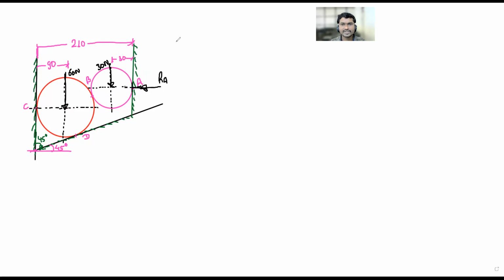Then what will be the next reaction? Central reaction. It will join both the centers, so I would like to draw a line joining both the centers. Name of this one? RB. This is the reaction RB and its angle will be theta with respect to the horizontal. So this will be theta once again. Then which is the next reaction?